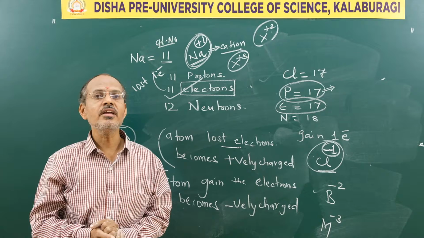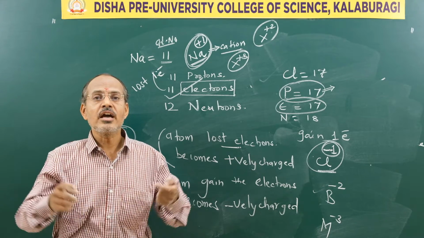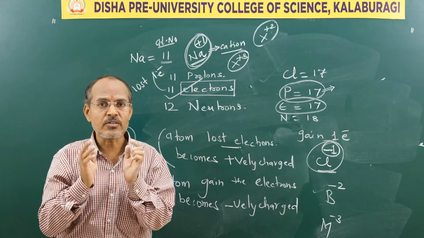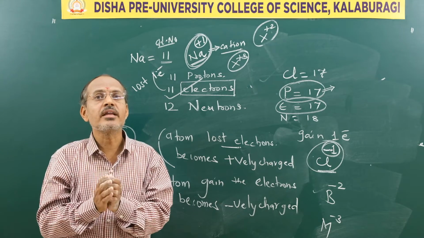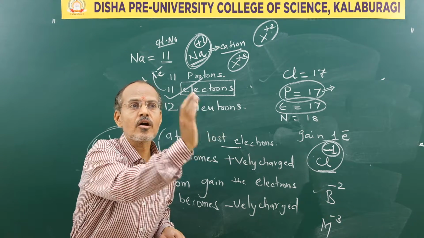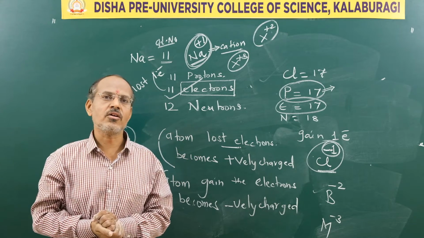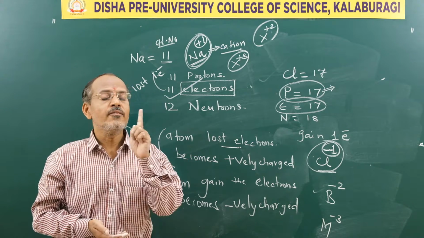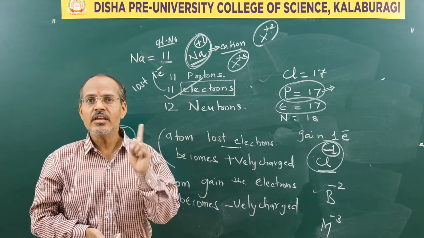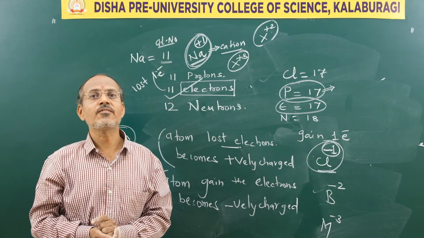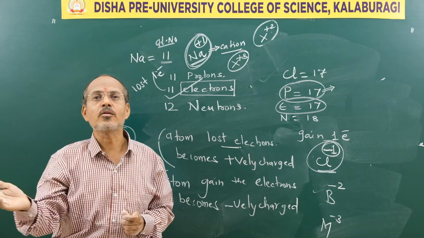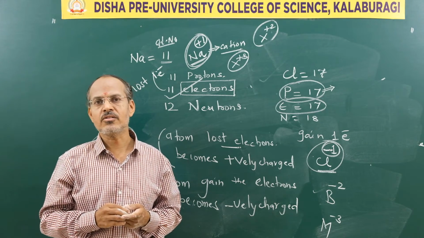What is valency? Valency is nothing but combining capacity. Later on I will tell you how actually it is involved. Valency is the combining capacity of an atom, either by losing electrons or by gaining electrons.